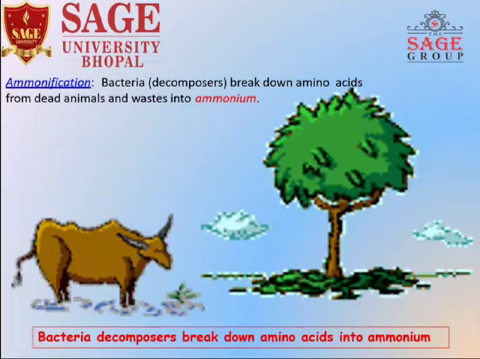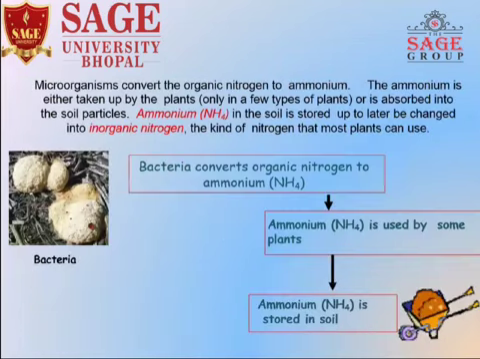Second stage is ammonification. Decomposer bacteria break down amino acids into ammonium. Bacteria convert organic nitrogen to ammonium NH4+. Then this ammonium NH4+ is used by some plants. Ammonium NH4+ is stored in soil.